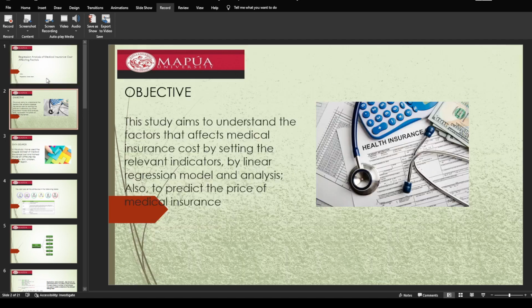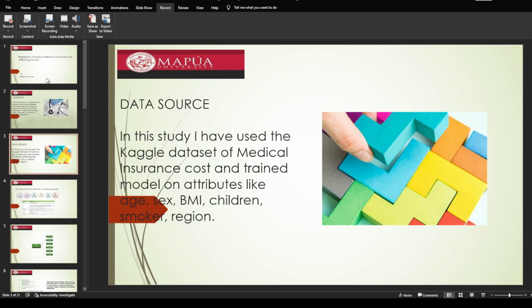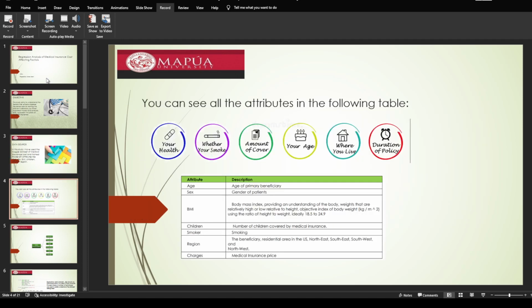Affecting Factors. This study aims to understand the factors that affect medical insurance costs by setting the relevant indicators by linear regression model and analysis, also to predict the price of medical insurance. For the dataset, in this study, I have used the Kaggle dataset of medical insurance cost and trained the model on attributes like age, sex, BMI, children, smoker, and region. You can see all the attributes in the following table.